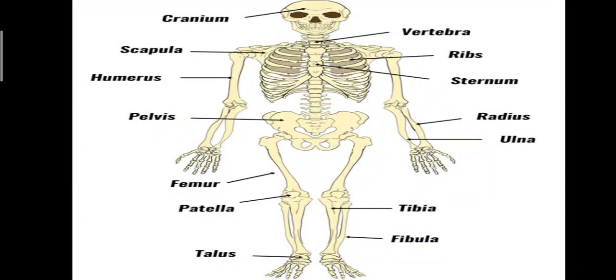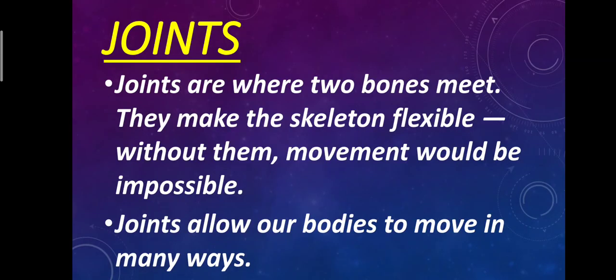This is the human skeletal system, and it contains different types of bones. The most important bones are on your screen. You can learn the names of these bones also. Now moving on towards the last heading, which is joints.